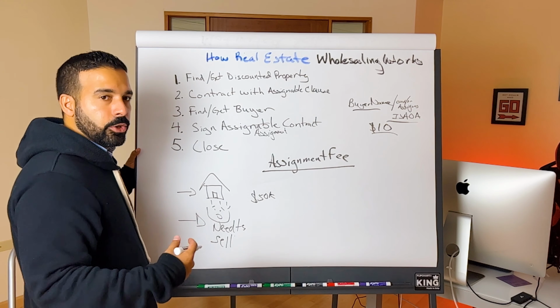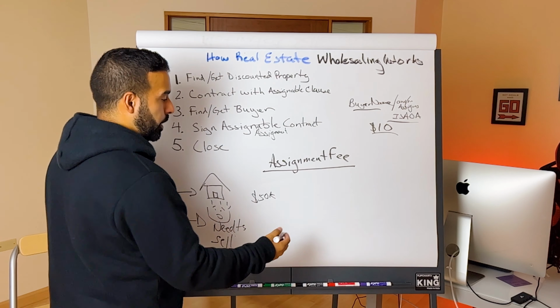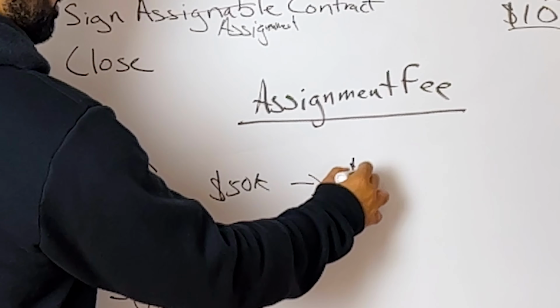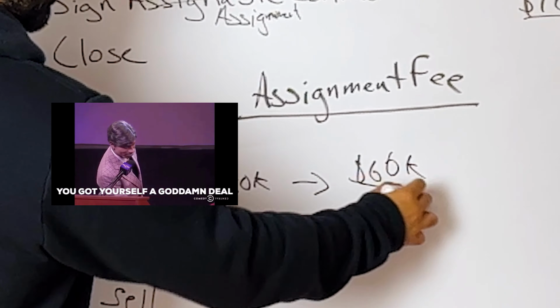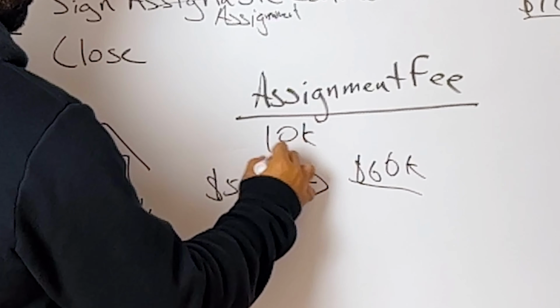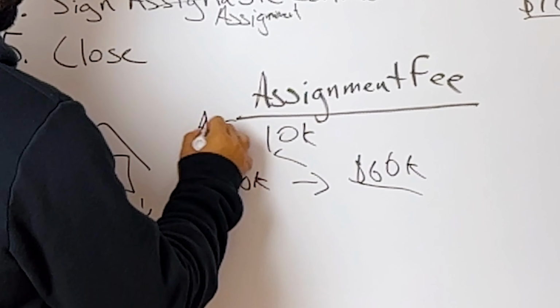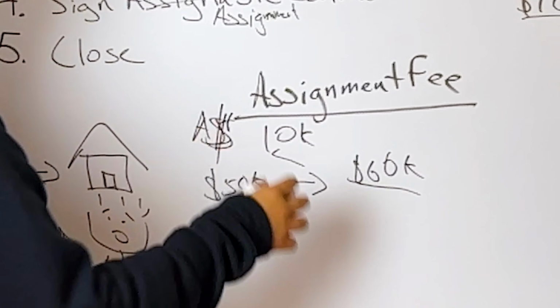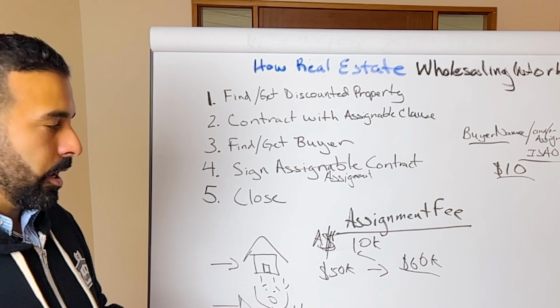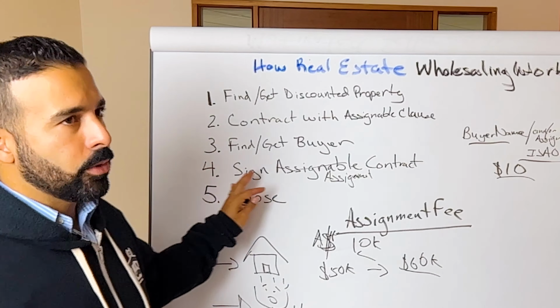And then what you can do is present this deal. Let's say that you present this deal at $60,000, right? And you just made a $10K assignment fee, okay? So that's it. $10,000 assignment fee, that's just an example, right? So do not overcomplicate it.